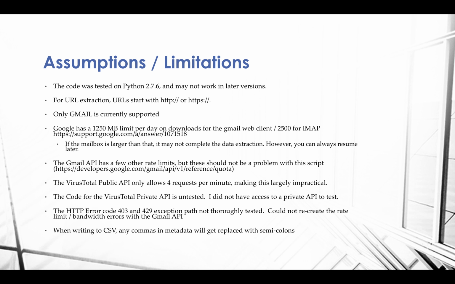There are a few error codes that the Gmail API throws for rate limits and bandwidth errors. I tried to force that to happen, but it wasn't really cooperating and giving me the error, so it's not as robustly tested as I would have liked. Finally, when writing to CSV, I removed any commas in the metadata and replaced them with semicolons, so that it looks better when you open it in a spreadsheet like Excel or LibreOffice.